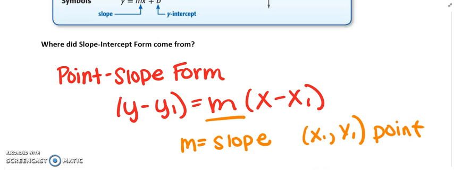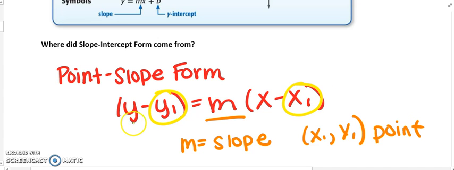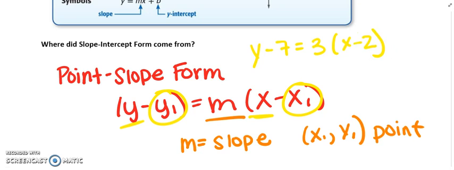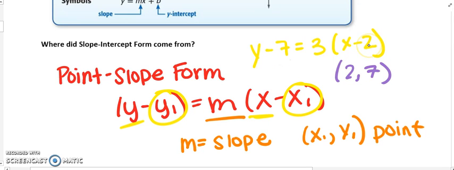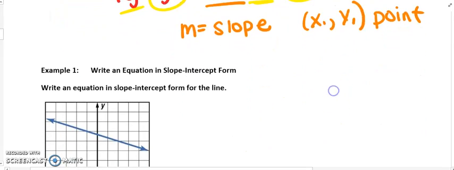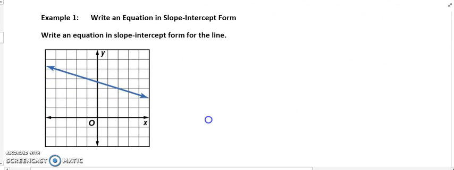So what should happen is you fill this in, but you leave your variables. It might look something like this: if your slope was 3, and your point was 2, 7, because it's subtraction. Okay, so, write an equation in slope-intercept form.